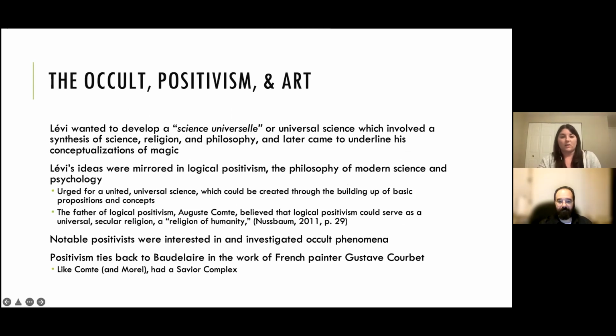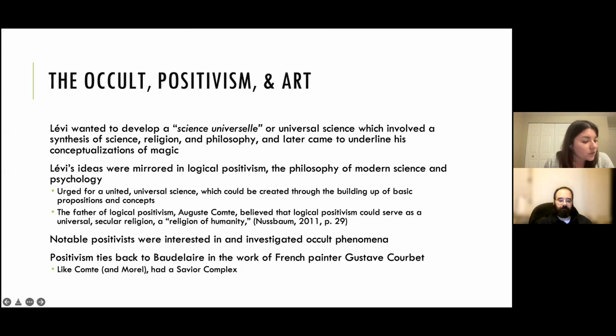Okay, so now I'm going to talk a little bit about the ties between the occult, positivism, and art. So as I mentioned, Levi was interested in uncovering one true universal Catholicism, and he was also interested in developing universal science, which involved the synthesis of science, religion, and philosophy, which later came to underlie his conceptualizations of magic. He understood magic as being very closely aligned with science and thought that they reconciled one another. And he understood his esoteric Catholicism, the occult, and science as all being in service to one another.